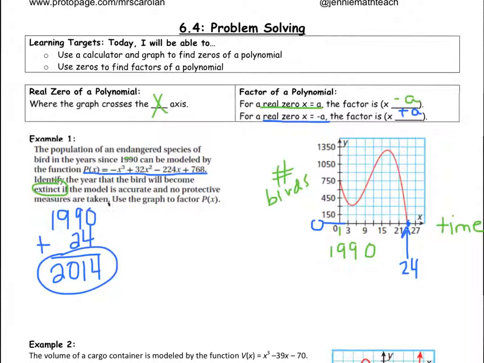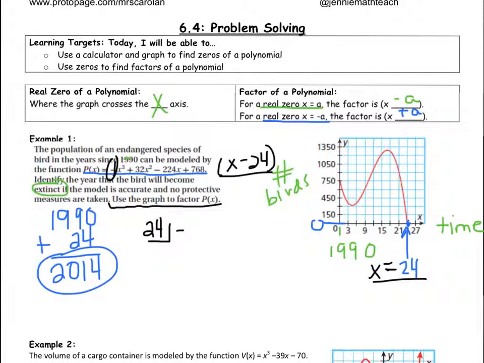To finish this question, we're going to factor p of x, which means since we know that x equals 24, we can use synthetic substitution to figure out what the leftovers are when we divide that polynomial by x minus 24. So whether we start with the factor or we start with the actual real zero, we'll put positive 24 in the box for synthetic, and then we'll take all the coefficients. Negative 1 is first, and then 32, and then minus 224, and then plus 768.